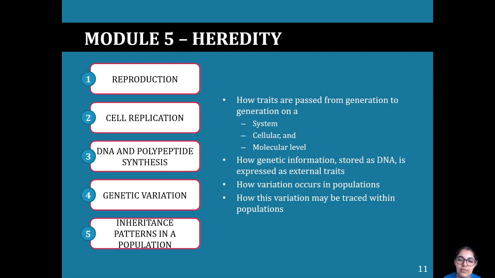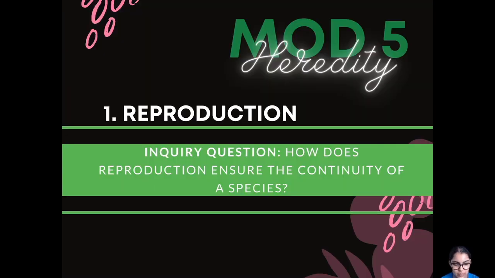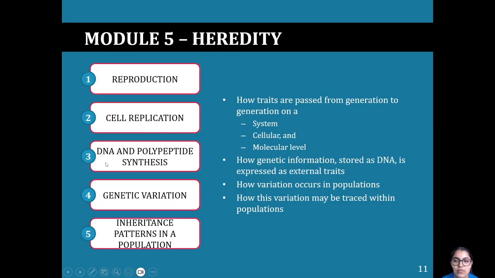So in terms of module 5, remember, this is a quick summary. We've got reproduction, then we look at cell replication, and DNA and polypeptide synthesis. So we start off with a big concept, look at the smaller part of it, how it actually happens, what the relevance of it is, and then we link it to the bigger picture.